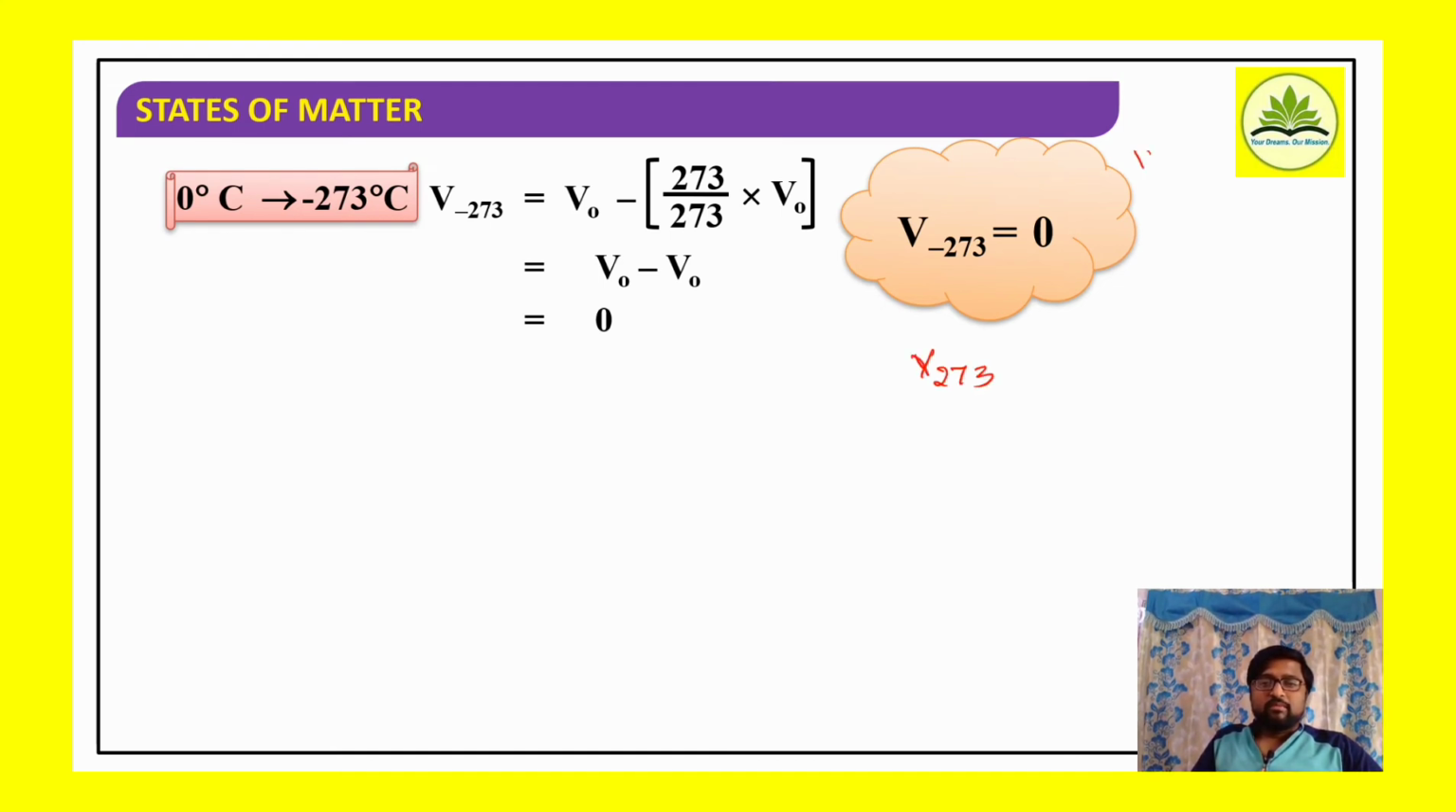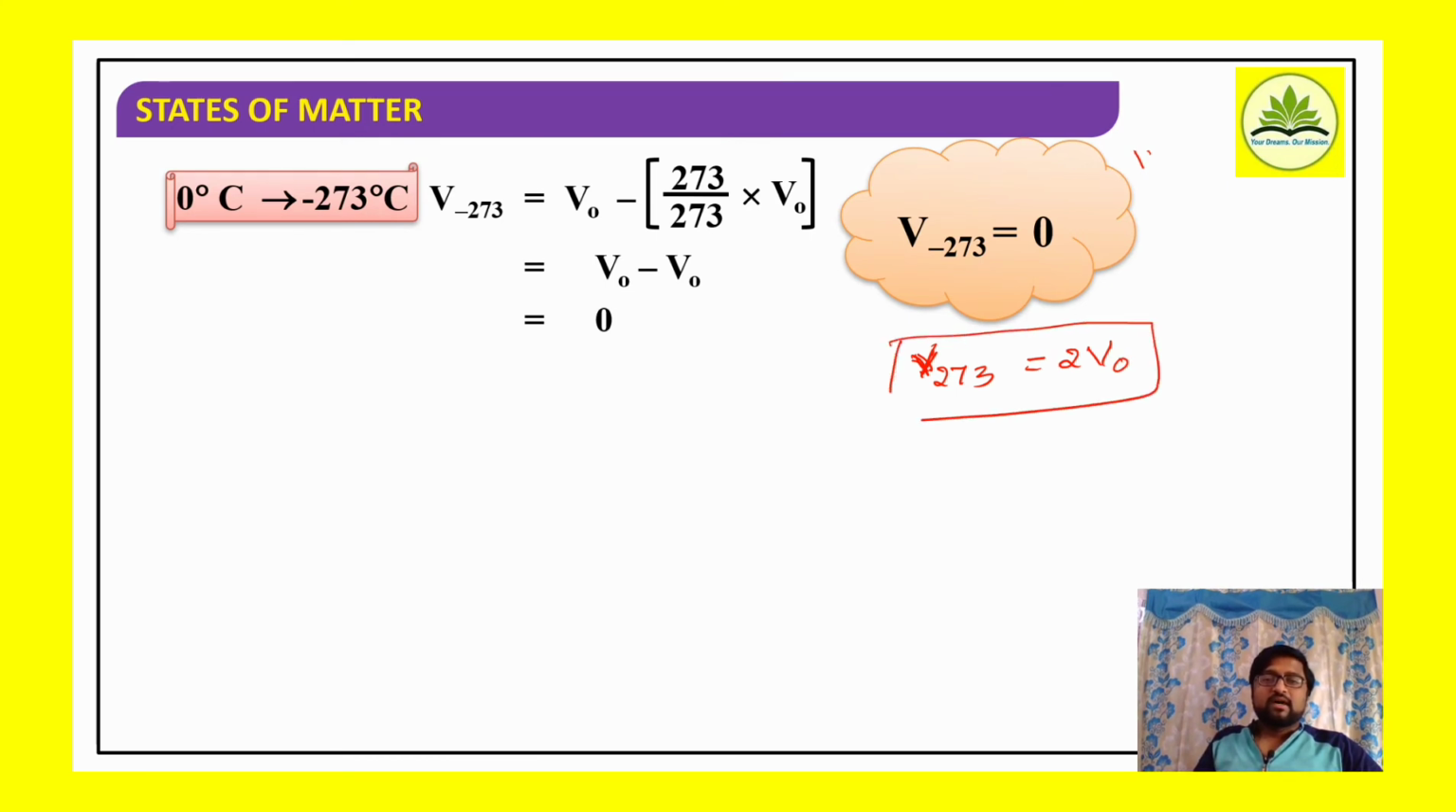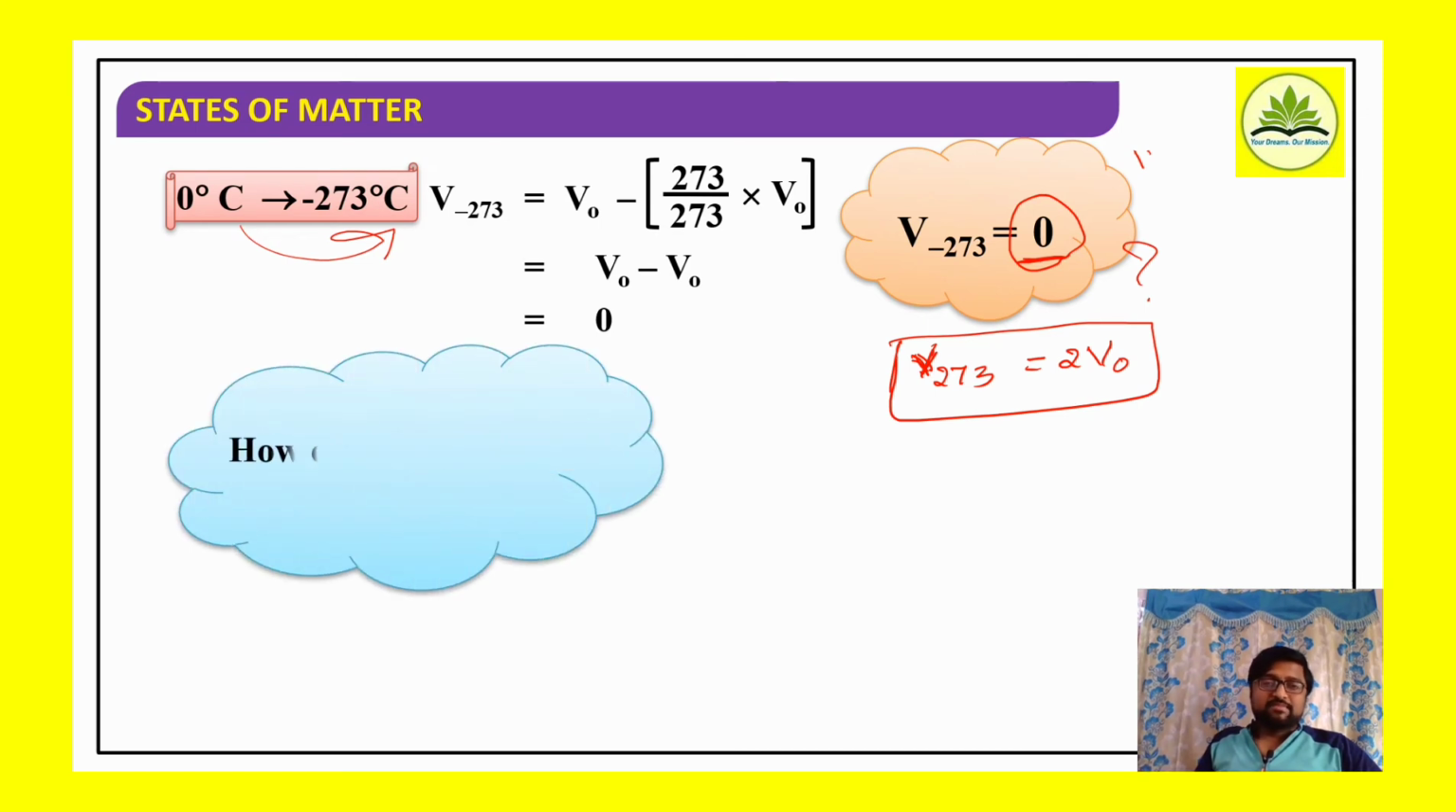Say we considered V273, meaning the volume when the temperature changes from 0 to 273 degrees Celsius. What is it? It is 2 times the initial volume, which is the expression we got. And when the temperature changes from 0 to minus 273 degrees Celsius, then the volume of a gas will be 0. Practically, it is nothing but there is no gas present.